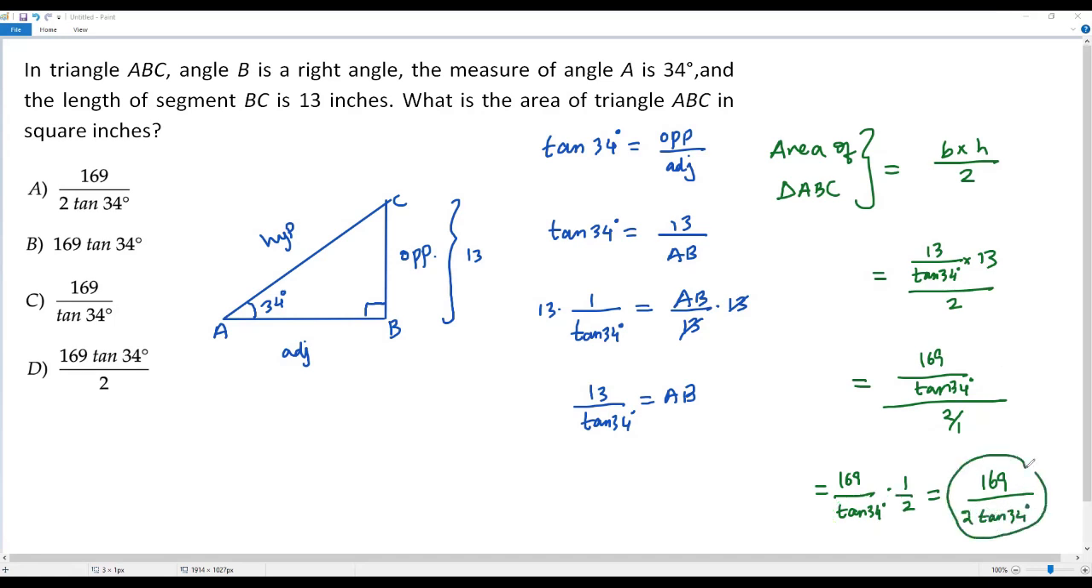Here I got the area of triangle ABC in square inches. That is 169 over 2 times tangent 34 degrees. We find this exactly in answer choice A. The correct answer choice for this question is A.